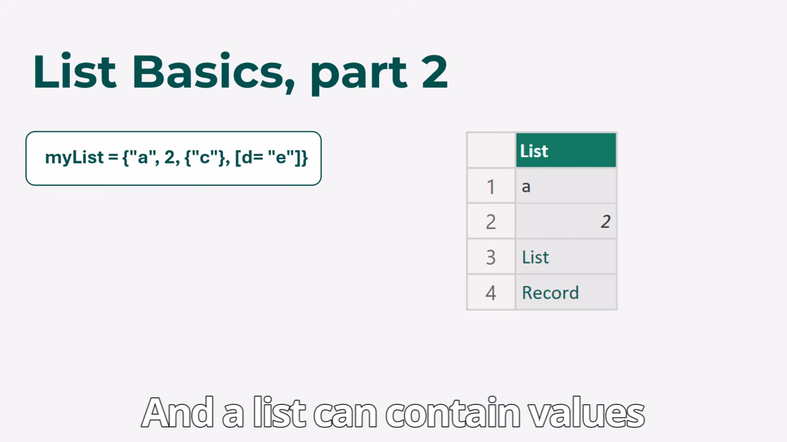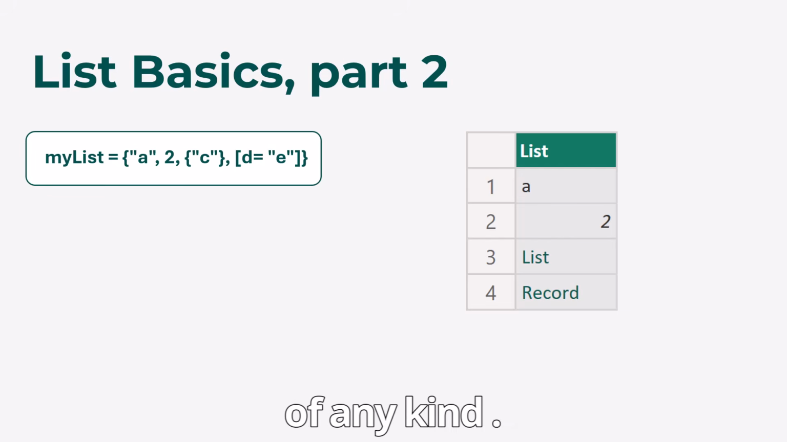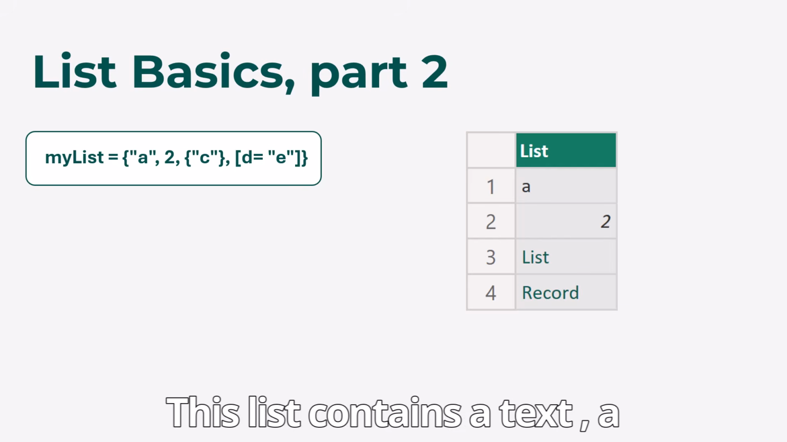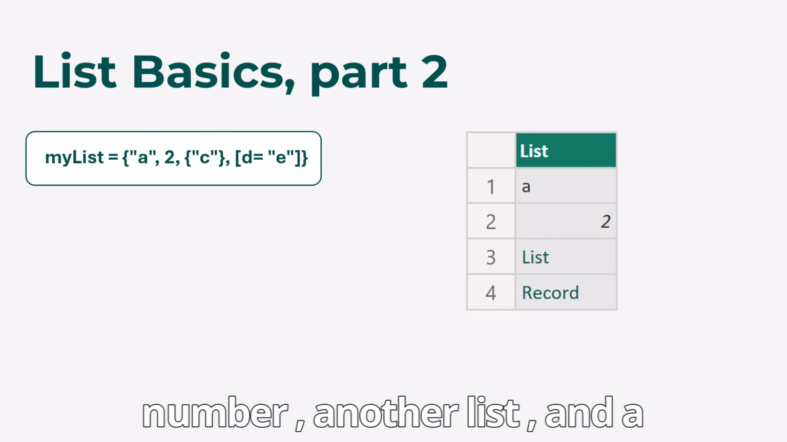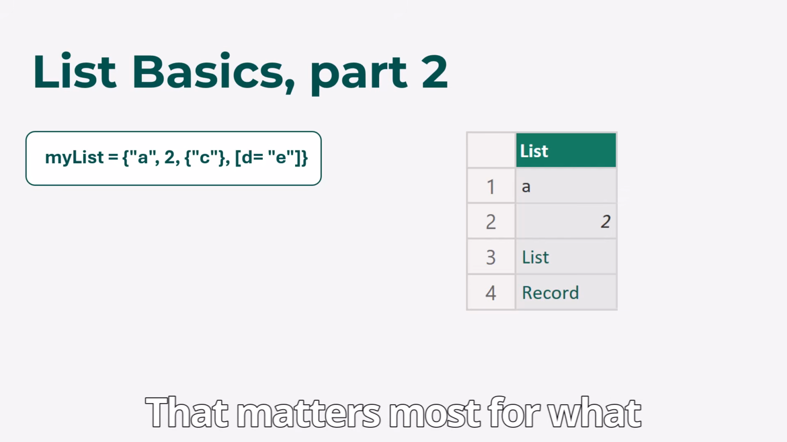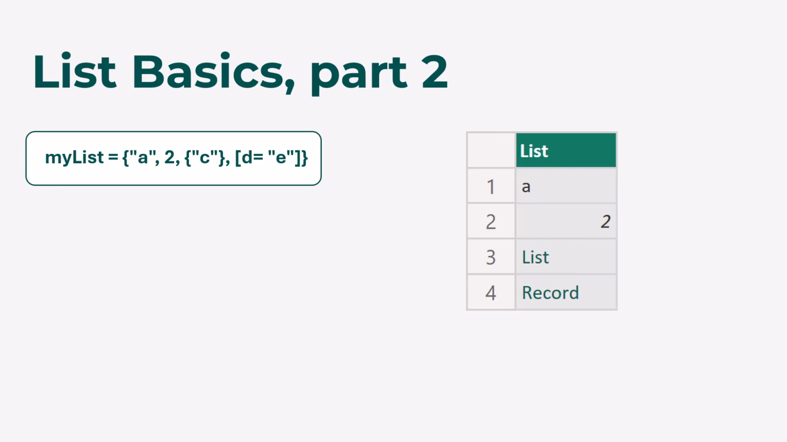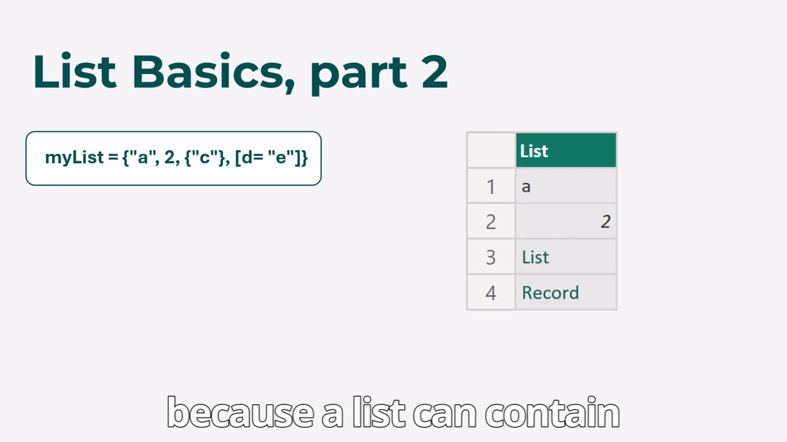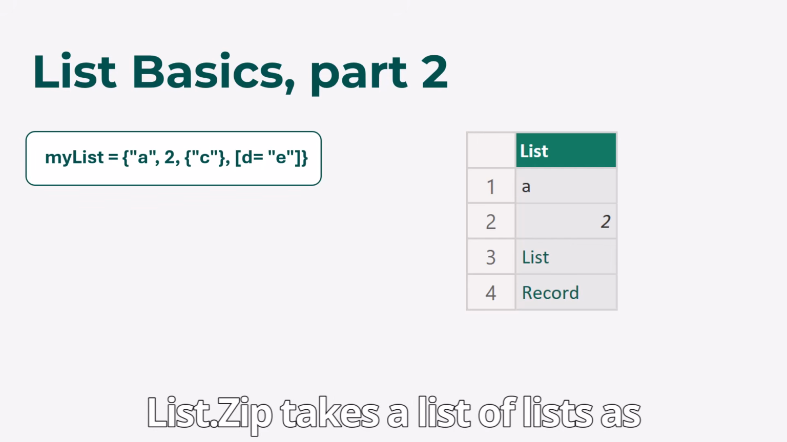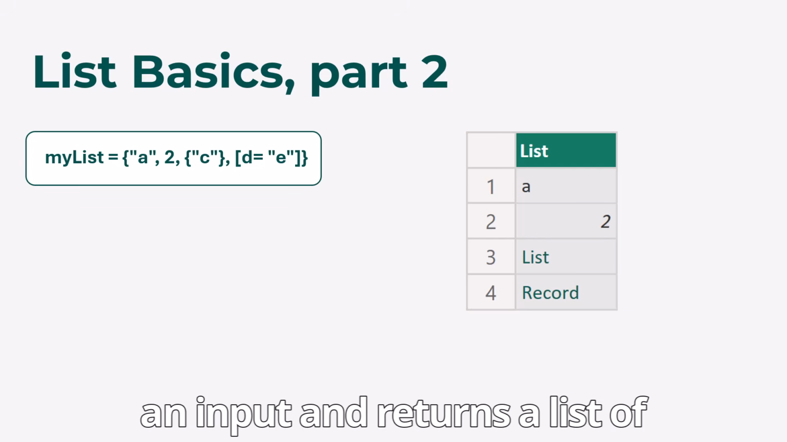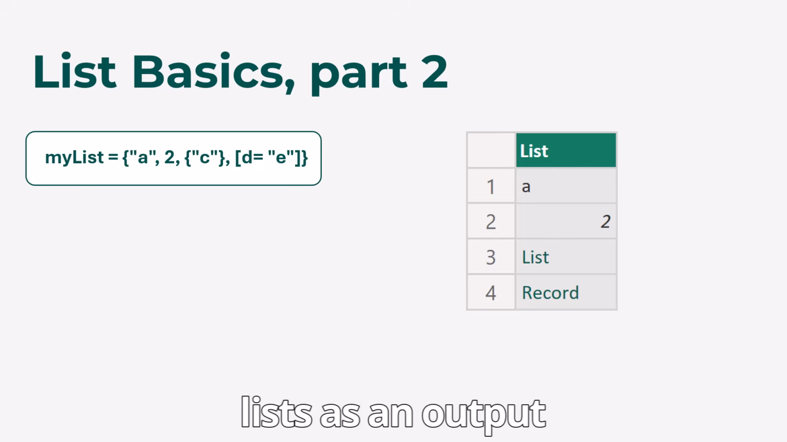And a list can contain values of any kind. This list contains a text, a number, another list, and a record. That matters most for what we're about to discover, because a list can contain other lists. List.Zip takes a list of lists as an input and returns a list of lists as an output.